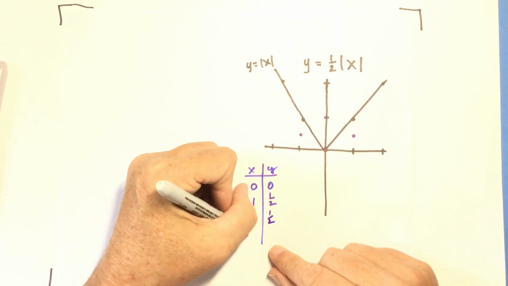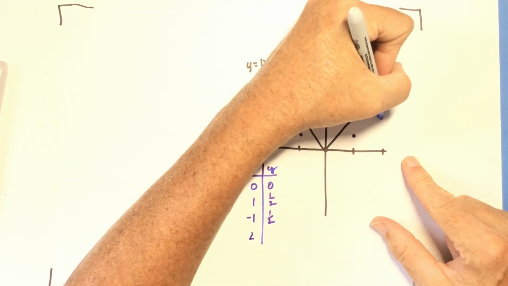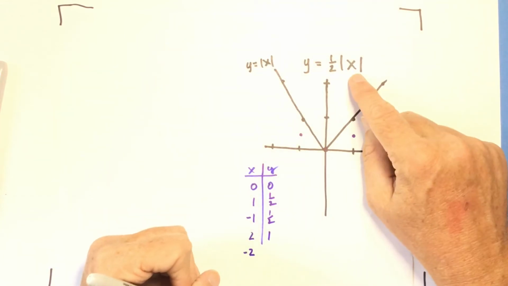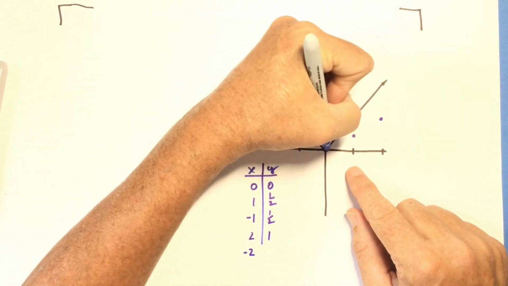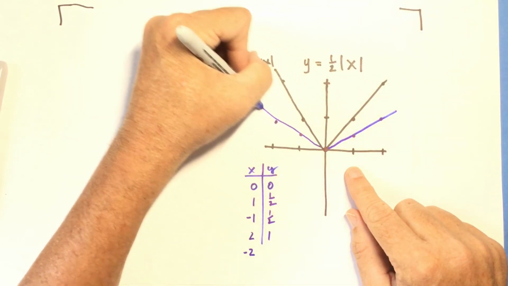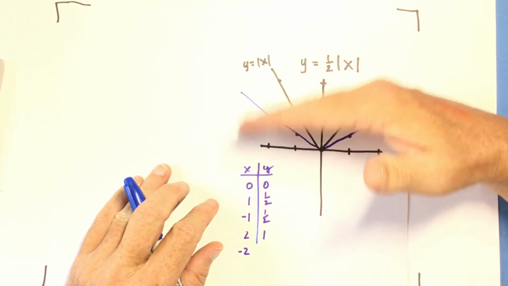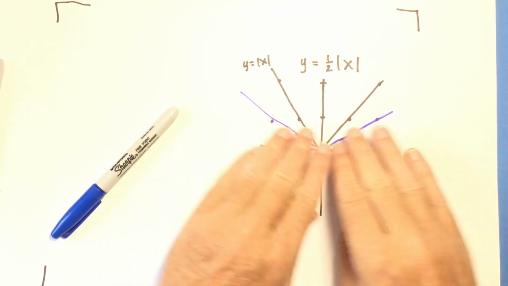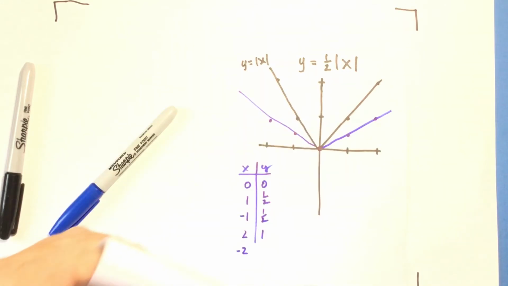And let's see what happens here. When x is 2, 2 times 1/2 is 1, so this is just going to be right there. And x is minus 2. The absolute value of minus 2 is 2. 2 times 1/2 is 1. That's going to be right there. That means this is going to go like that. So you can see that flattens everything. So to my mind, this is stretching the graph. This stretches the graph. This shrinks the graph.